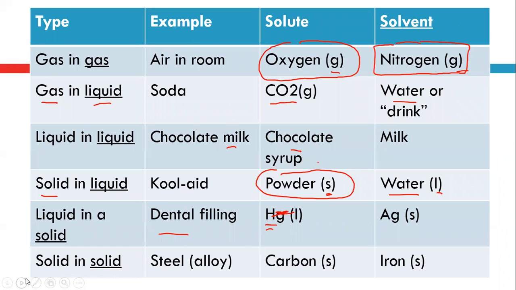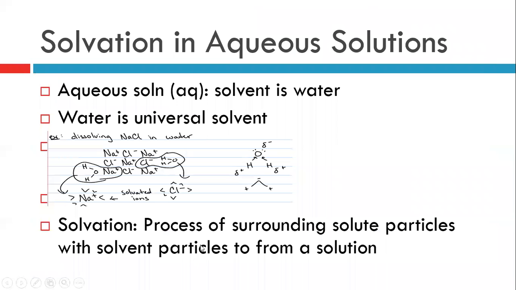In terms of this, you're also going to have solid and solid. Typically, things like metals are a combination of different solids. So you have carbon, which is the solute added to iron. You heat it, mix it in, and that makes steel. So that's a mixture.